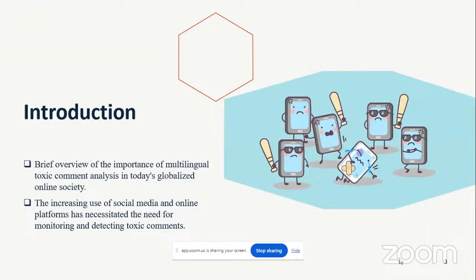Introduction: Multilingual toxic comment analysis is a necessary tool in today's globalized society where people of different languages and cultures interact online. With the increased use of social media and online platforms, it is essential to monitor and detect toxic comments that can harm individuals or communities. Toxic comments can come in the form of hate speech, discrimination, harassment, and threats. These types of comments can have serious consequences, including mental health issues, online bullying, and physical harm.